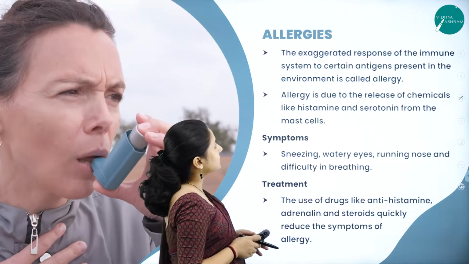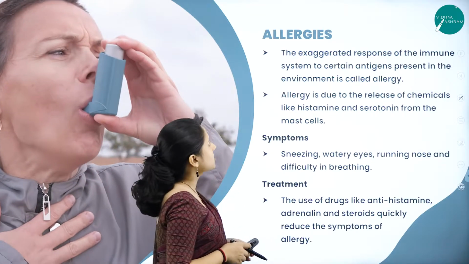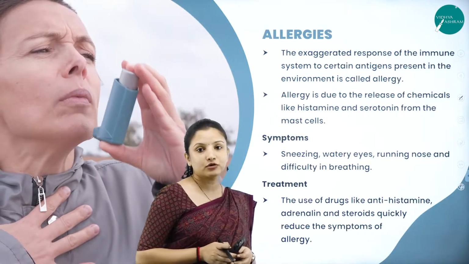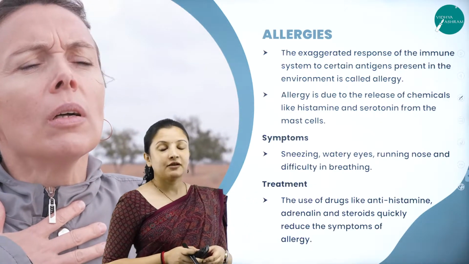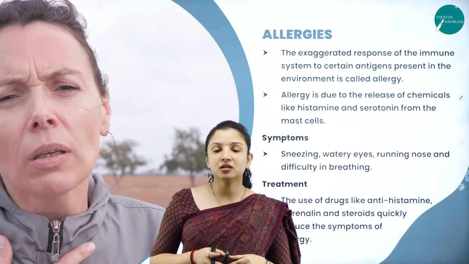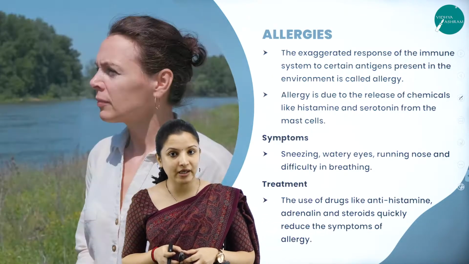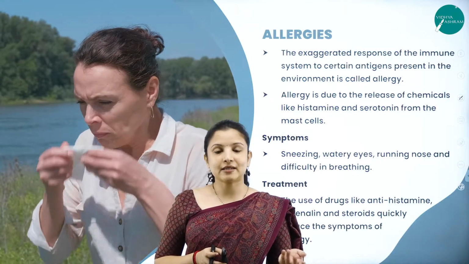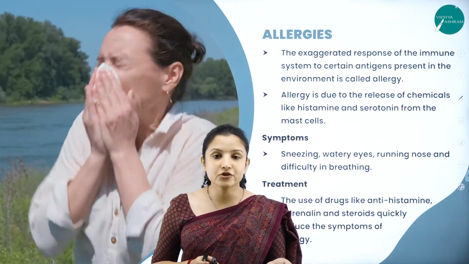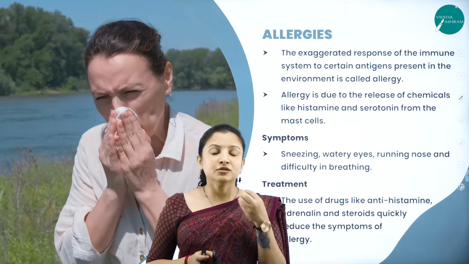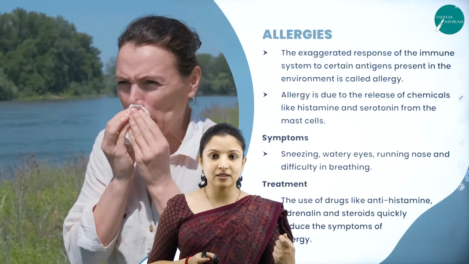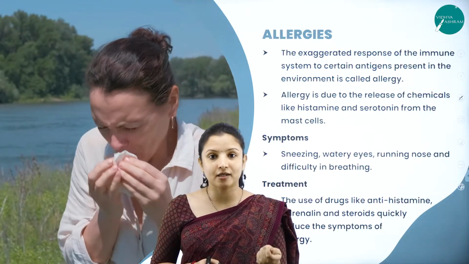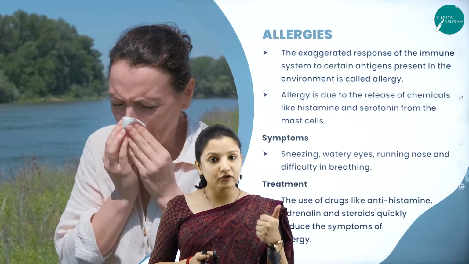So, allergies. What is an allergy? An allergy is the exaggerated response of the immune system. Say, for example, a person who is allergic to many things, such as the pollen grains produced by flowers. He is allergic to that particular pollen. So whenever he visits a garden, he will start to sneeze continuously. That is also a kind of immunity itself.